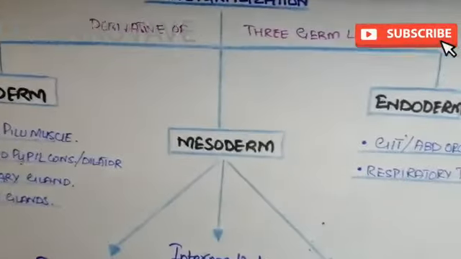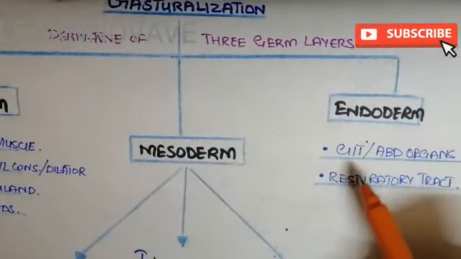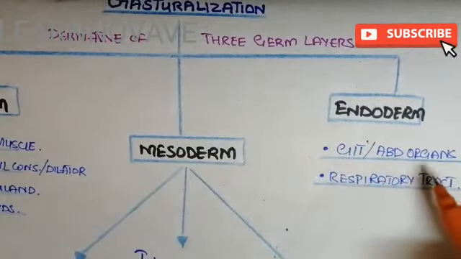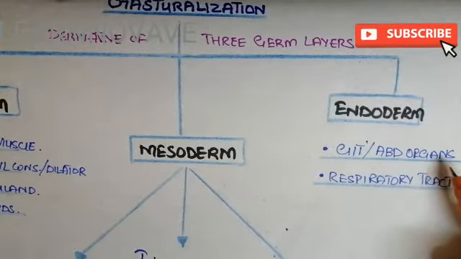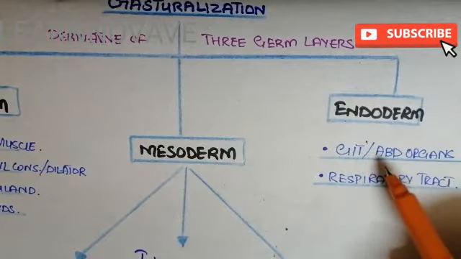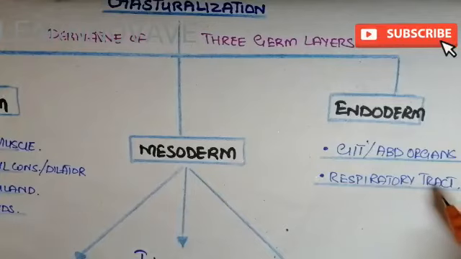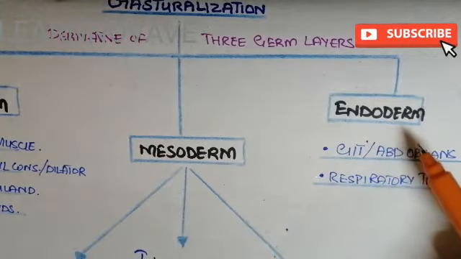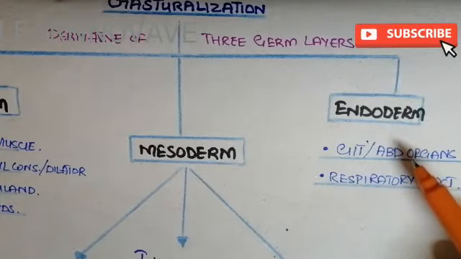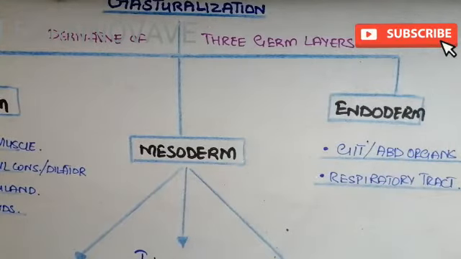Now coming to the smaller one, that is the endoderm. The endoderm will form the GIT tract and the abdominal organs, including the stomach, the small intestine, the large intestine, the esophagus, the pancreas and all those included in the GIT tract. And the respiratory tract, which includes the nasal cavities, the pharynx, the larynx, the trachea, alveoli and lungs. All these are developed from the endodermal germ layer. Gastrulation occurs at the third week, while the derivation of these germ layers will mostly occur at the fourth week.